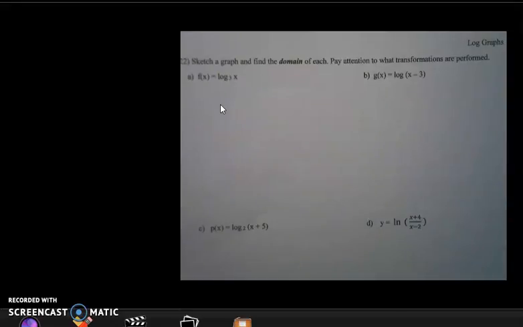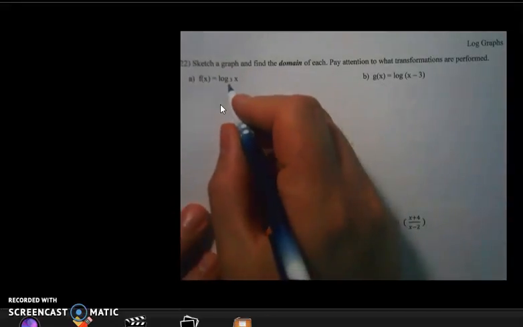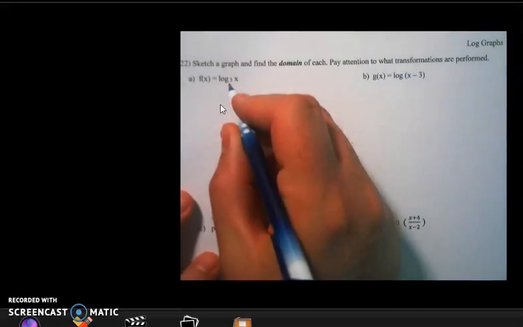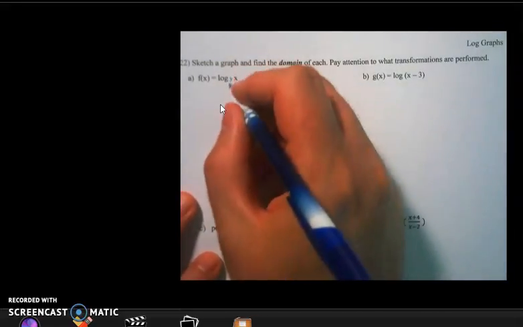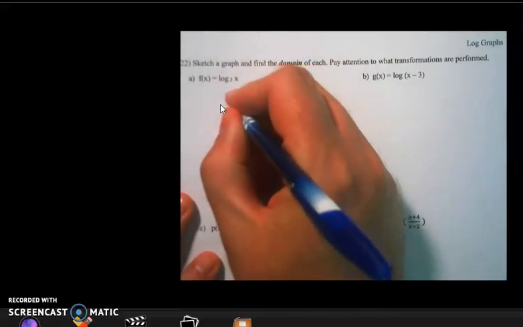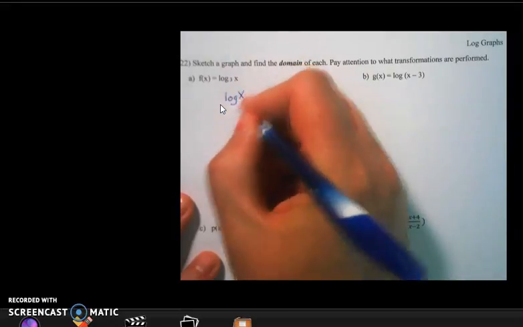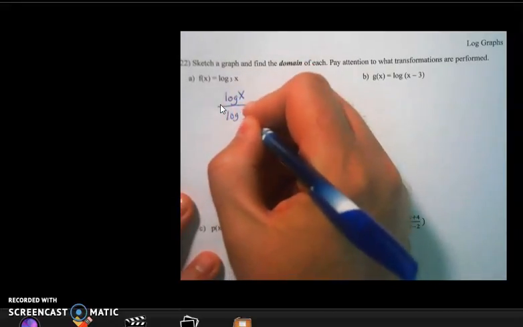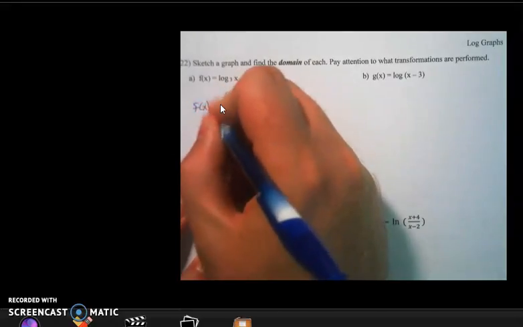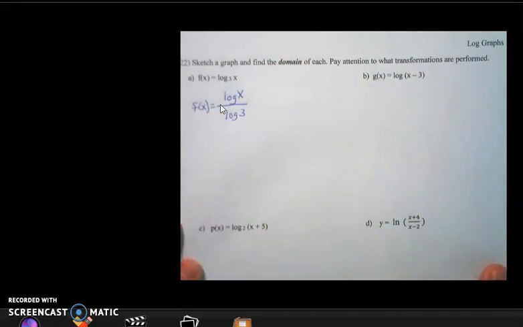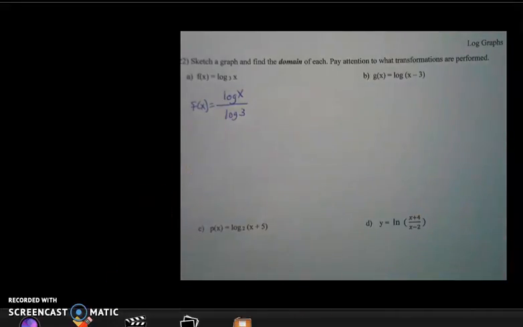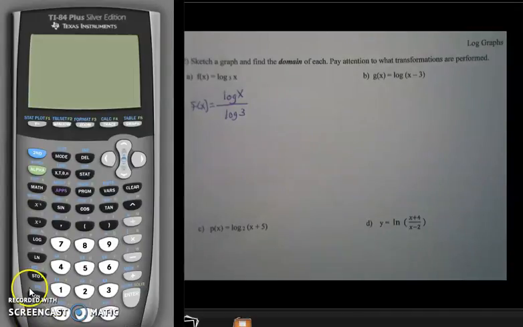Remember that, first of all, we need to convert log base 3 into a log base 10 or a natural log. So if you just use the change of base formula, we could say log x over log 3. So that's our function. So if we go to our calculator, we're going to do log x in the parentheses, that's very important, and then divided by log 3.